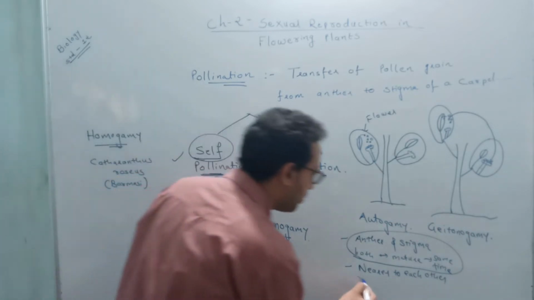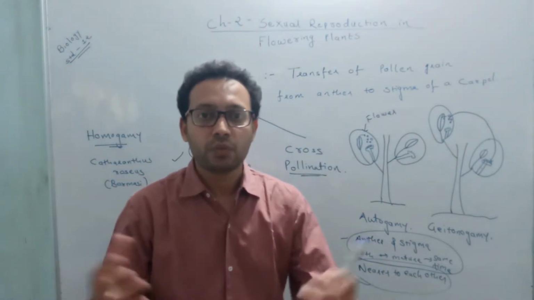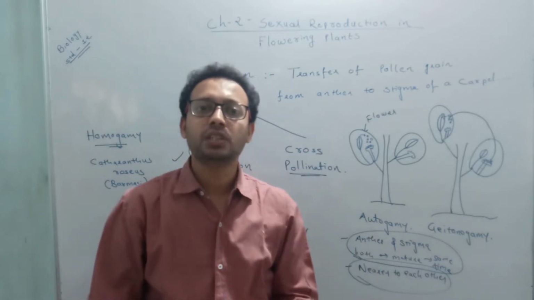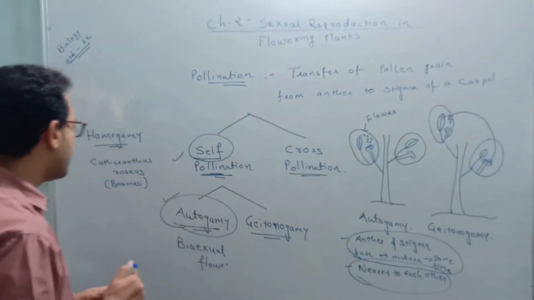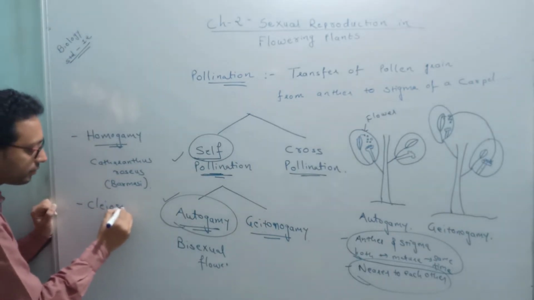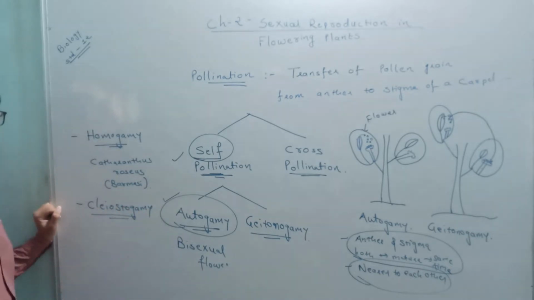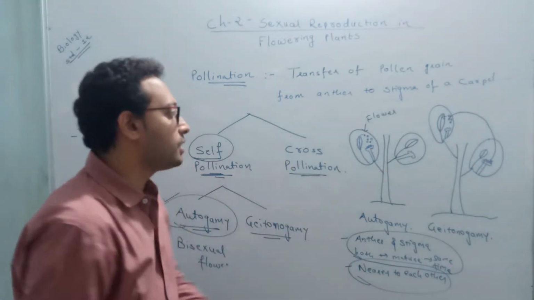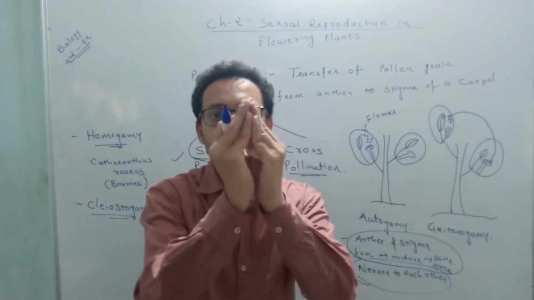The second condition also promotes autogamy. When the anther and stigma are nearer to each other, the chances are that the pollen grain falls on the stigma which is nearer to it. This also promotes autogamy, and that is observed in the case of the cleistogamous flower. This condition is called cleistogamy. Cleistogamy means a flower which never opens up. You know that this is a flower which opens up after certain times. But this other flower remains closed.